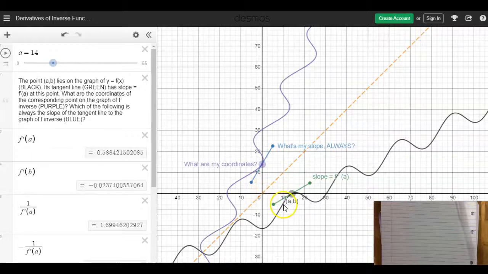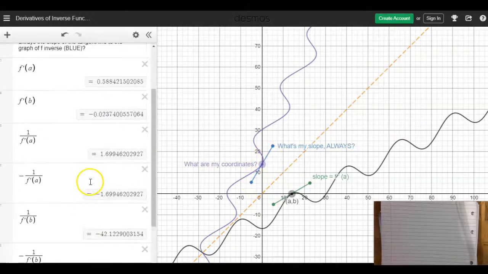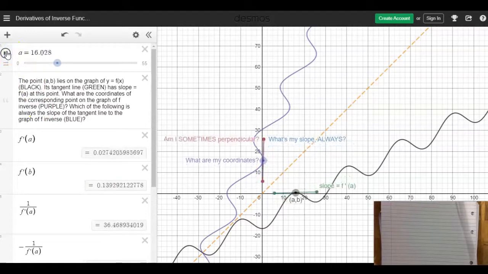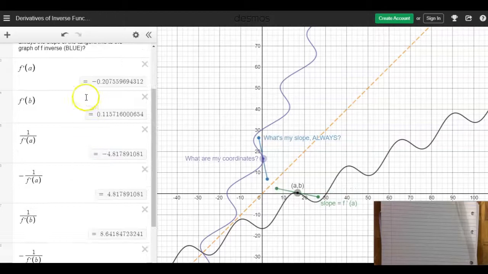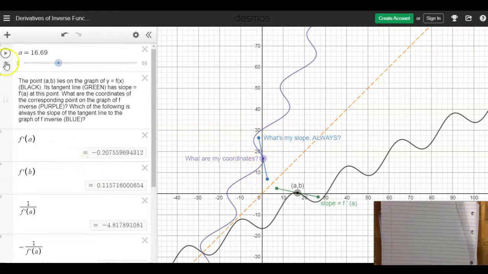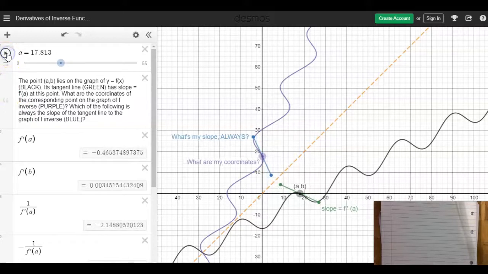So what we can see on the black curve is we have a coordinate of A, B, and then the tangent line in green on that original curve. And the question is, well, what is the gradient of the inverse here? And there's some options for us to choose from down the left-hand side. And if you played with this a little bit and moved the slider, one of the things you could have done is to monitor these different expressions and see which one seems to accurately represent the slope of the blue line, looking at when it's large, when it's small, when it's negative, and when it's positive.